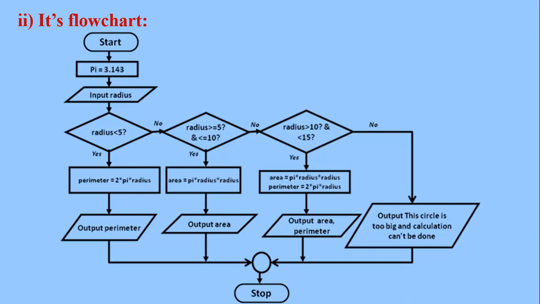But if the value entered is neither less than 5, nor is it greater than or equals to 5 and less than or equals to 10, and it is neither greater than 10 nor less than 15, then that means that what has been entered is more or equal to 15. Therefore, display the message: This circle is too big and the calculation can't be done.